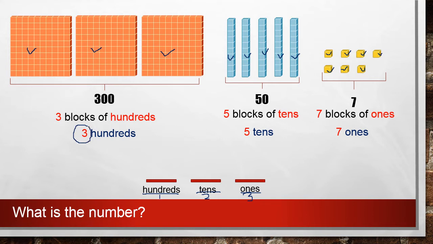3 hundreds. So we have to write 3 at hundreds place. 5 tens. So we have to write 5 at tens place. 7 ones. We write 7 at the ones place. So we get the number. What is the number, children? Yes, 357. Very good.